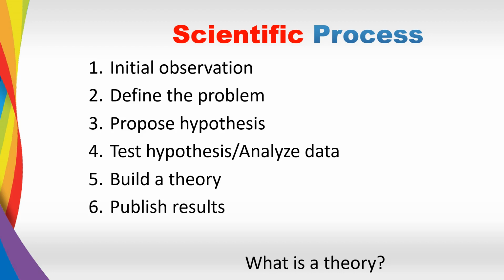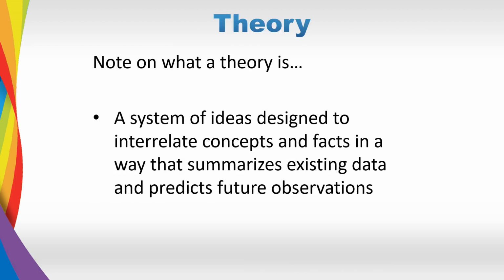All right, as far as what a theory is, just as clarification, a theory is a system of ideas designed to interrelate concepts and facts in a way that summarizes existing data and predicts future observations. So basically what that means is that a theory is taking all of the available information and putting it together so that we can predict what's going to happen. Because earlier I said we want to be able to predict behaviors, because that's when we can influence the behaviors to modify and enhance life, which is the major goal of psychology.